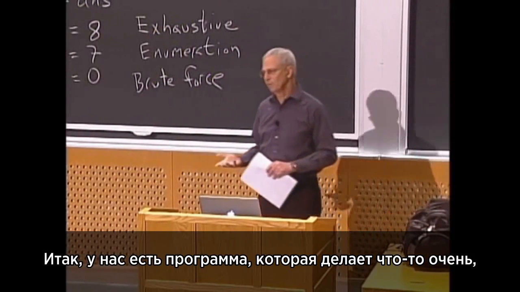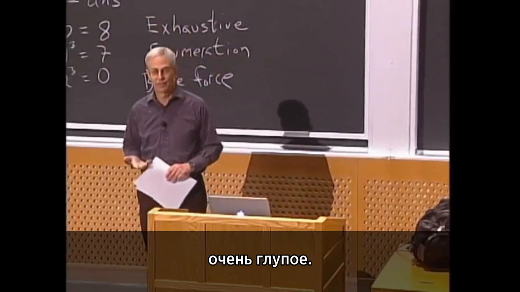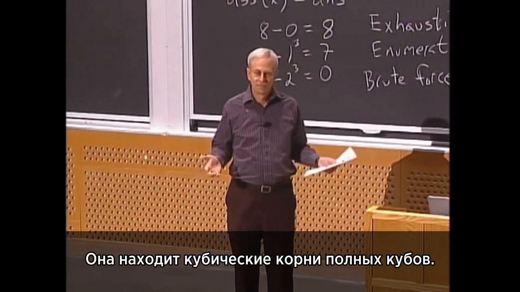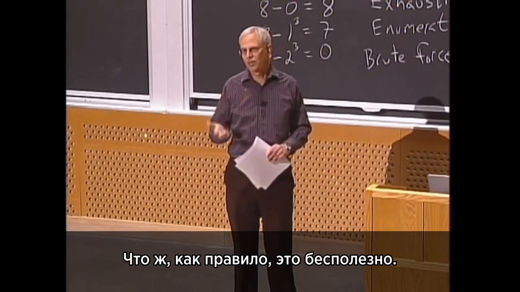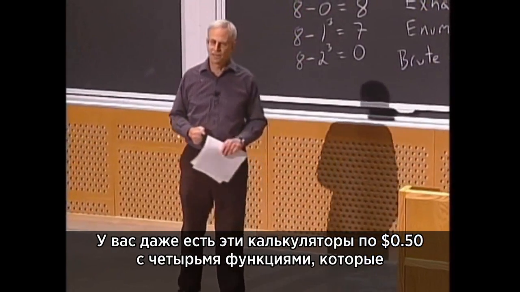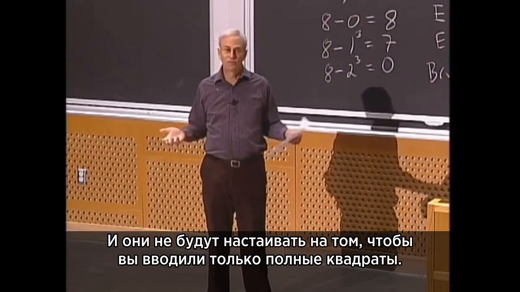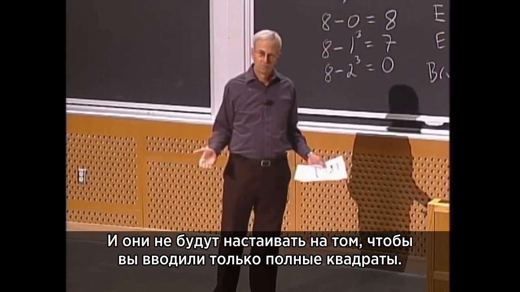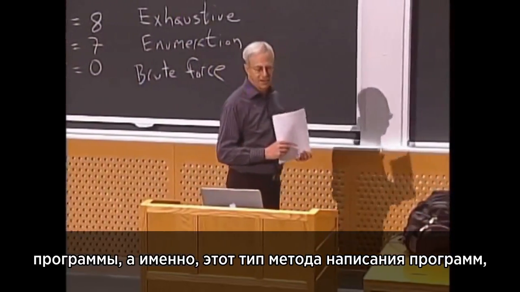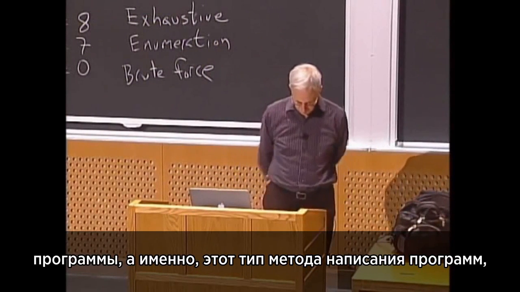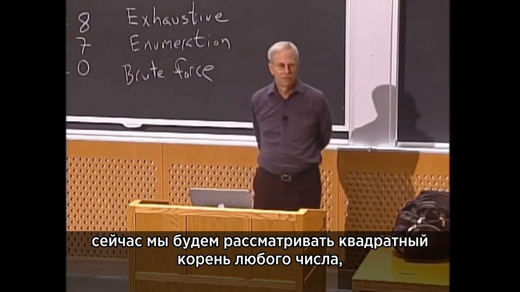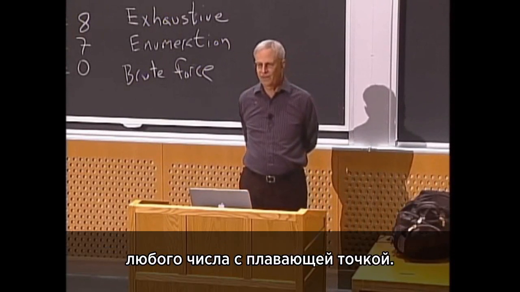So we've now got a program that does something really silly, really. It finds cube roots of perfect cubes. Well, that's not typically useful, right? I mean, you've even got these 50-cent four-function calculators that find, say, square roots, and they don't insist that you only give it perfect squares. So now let's think about how we would take this kind of program, and indeed this kind of method of writing programs, and use it to find, for now we'll look at the square root of any number, of any floating point number.